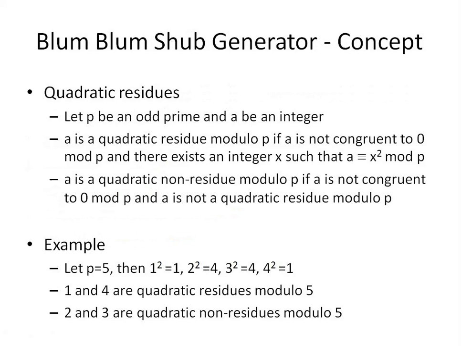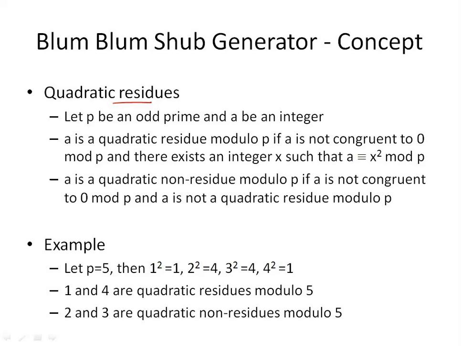So the third mode of pseudo random number generation is the Blum-Blum-Shub generator, known as the BBS generator. Let us first understand the concept of the BBS generator. This BBS generator is based on quadratic residues. What are these quadratic residues?